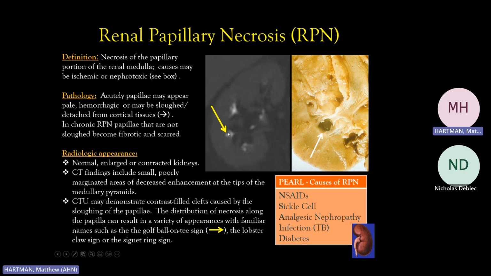And what we're left with when we administer contrast is we'll have some extra calyceal contrast here filling in. And this might look like the golf ball on tee sign. We've got our club calyx here, and we've got our golf ball sitting on top, filling with contrast.